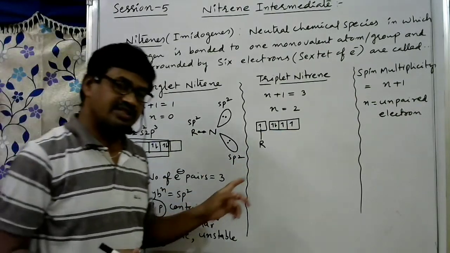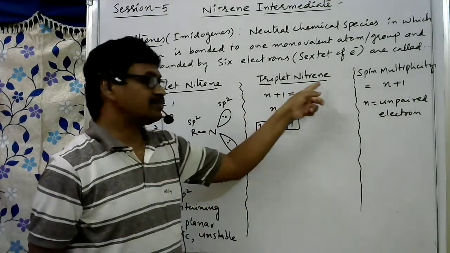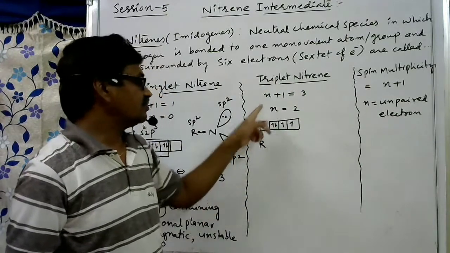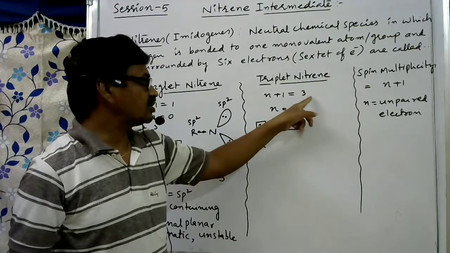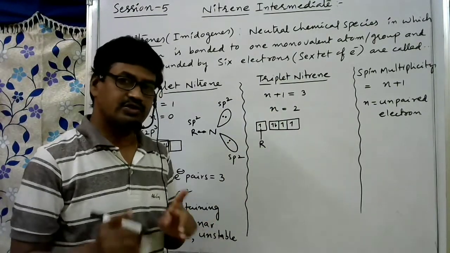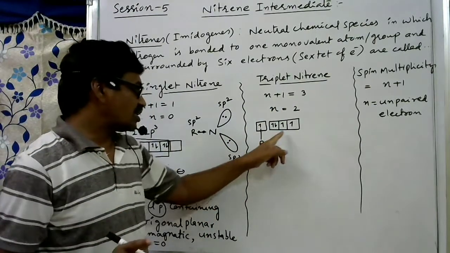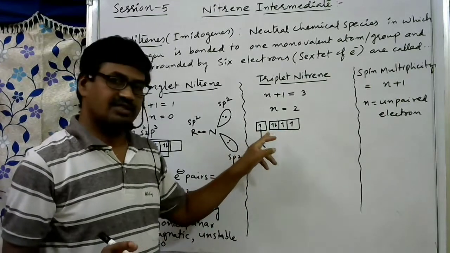Why have I written unpaired electrons here? Because we are discussing triplet nitrene. For triplet nitrene, spin multiplicity n plus 1 equals 3, so the n value equals 2. To get two unpaired electrons, I have written this orbital structure.